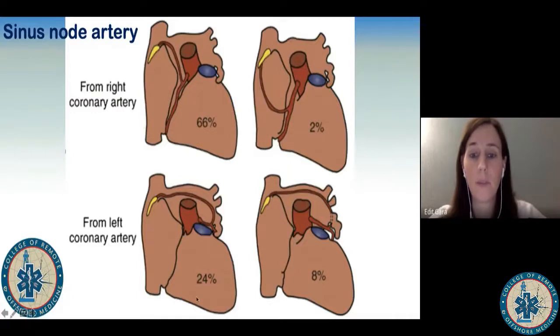And in a quarter of the people, it's originating from the left coronary artery. So when there's a huge proximal right coronary artery occlusion, then the sinus node, shown in yellow here, suffers a severe ischemia, and for this reason it cannot function properly. So you can await severe sinus node dysfunction and a severe bradycardia.